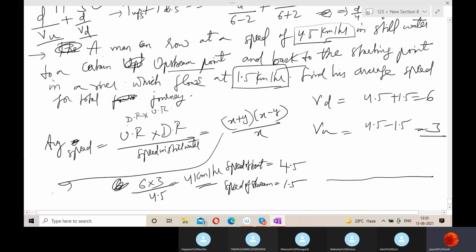Answer. How? 6 into 3 into 10 divided by 45. I've just removed the decimal point. So we can cancel the ones, 15s, 5s, 3s, 2s, and we get 4 kilometers per hour. Okay.